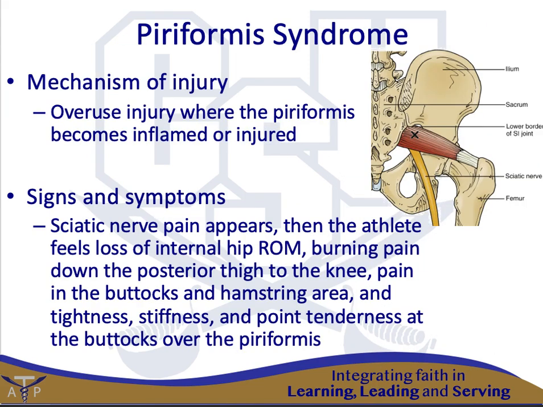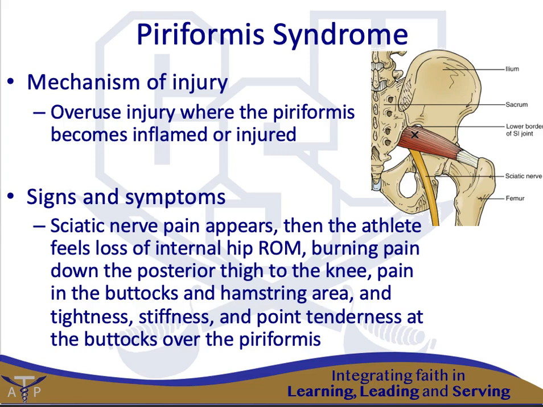A little bit more common in athletics, we have piriformis syndrome. The piriformis is a muscle in the butt, so sometimes we joke in athletic training that this is the pain in the butt kind of injury. The piriformis attaches from the sacrum to the greater trochanter of the femur, and it really functions to externally rotate the hip.